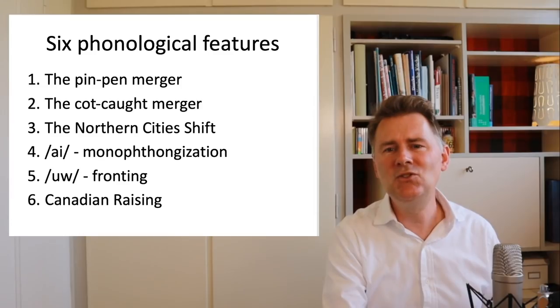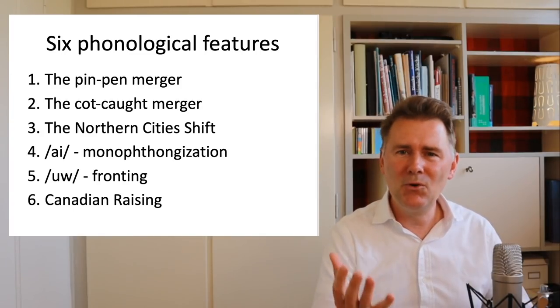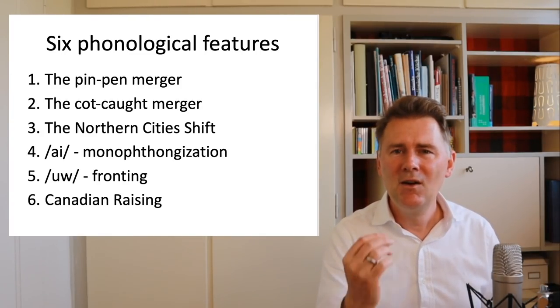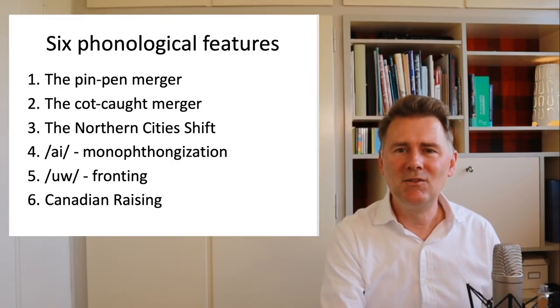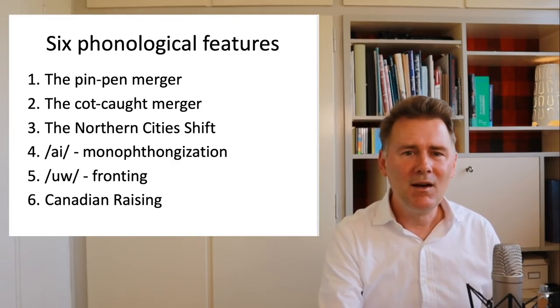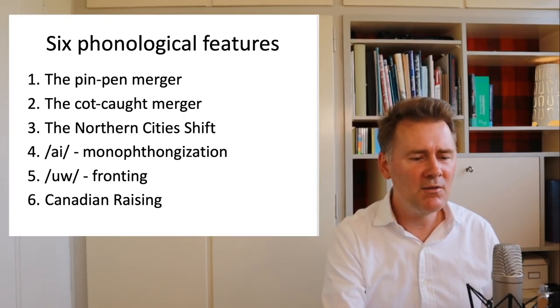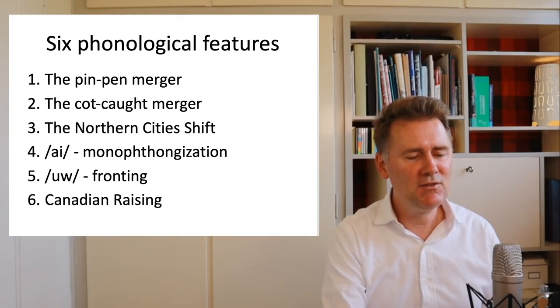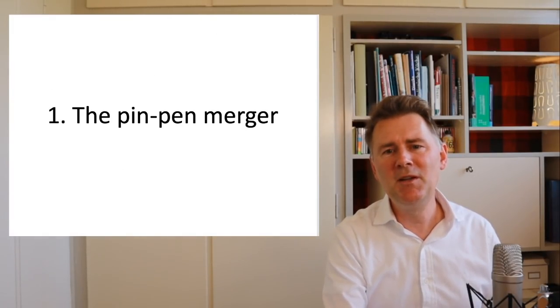There are six features that I want to focus on. That is not an exclusive list, but these features are those features that you're likely to come across when you read literature about the North American landscape of English. So these are really useful to know. The features are the pin-pen merger, the cot-caught merger, the northern cities shift, I-monophthongization, U-fronting, and Canadian raising. Let's start with the pin-pen merger.